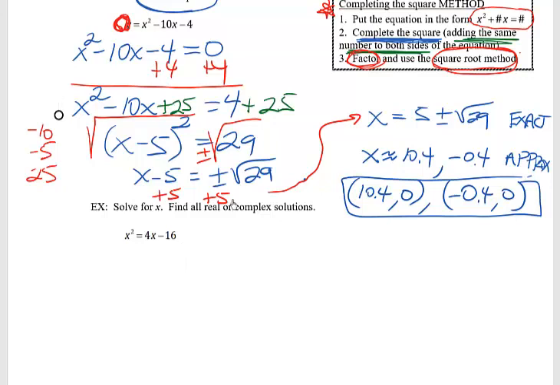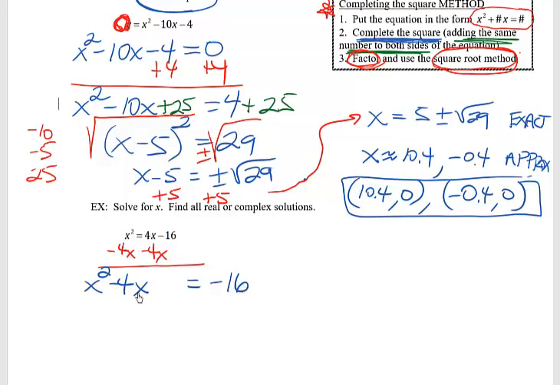Step one, I've got to put the equation in that special format, which means all your terms with an x on the left and all your terms without an x on the right. It's the 4x that's in the wrong place this time. And so that gives me x squared minus 4x. I'm going to leave that hole there, equals negative 16. I leave the hole because I know what's coming is that complete the square step.